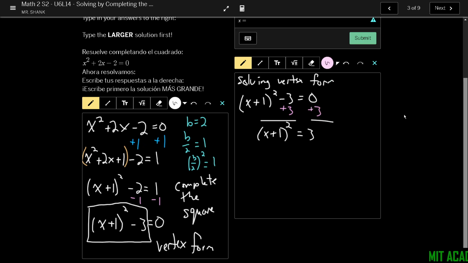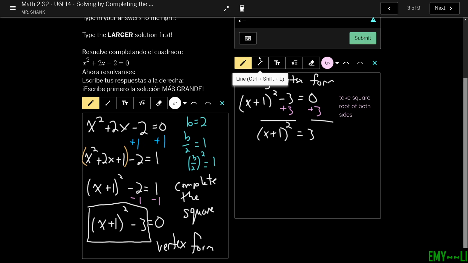Key part now, I have to make sure I take the square root of both sides. Let me actually write that. Let me see if the typing will work a little bit better. So let's try this out. I'll say take square root of both sides.